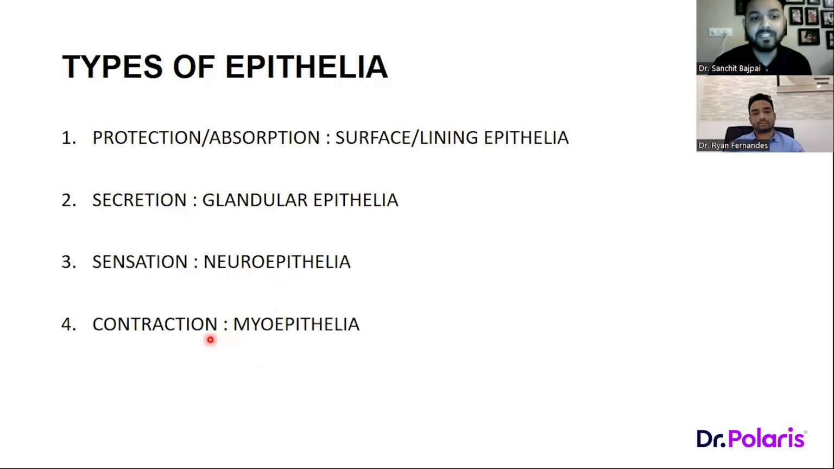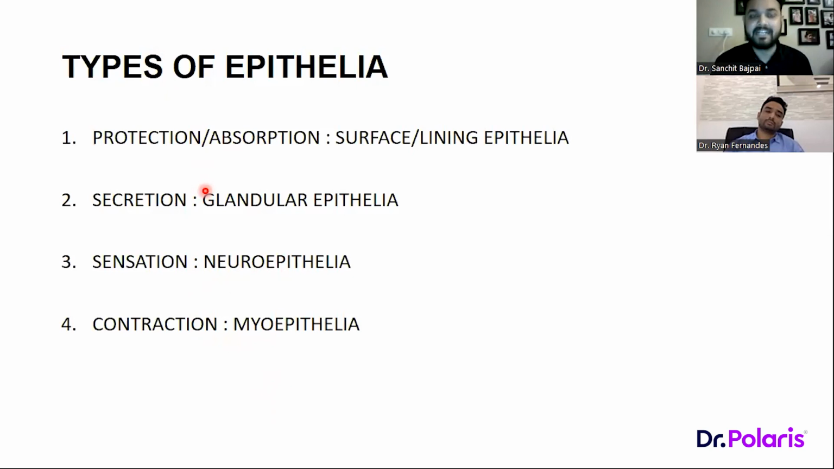And then comes something which is contracting and relaxing. That is what? The muscle. So muscle is myo. So myo just attach epithelia to it, so it becomes myoepithelia, right? So these are the classification of epithelia that are solely on the basis of, again, function, or what exactly they are functioning as.